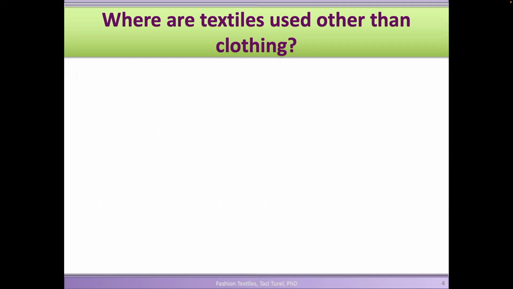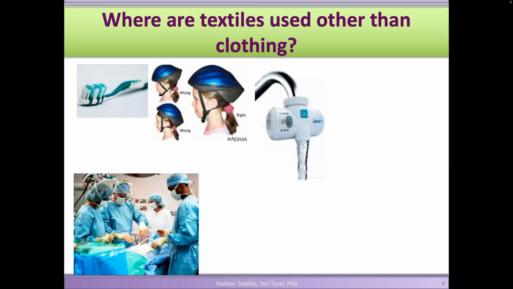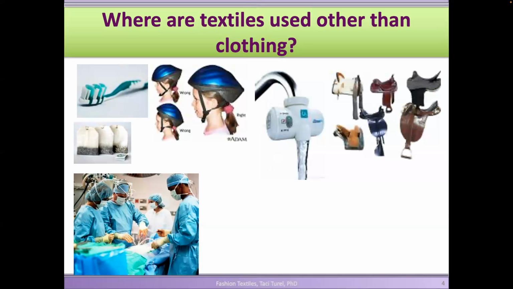So you may think that textiles are only used in our clothes as fabrics, but there are so many different uses of textiles. We use them in interiors, in upholstery, in window treatments, curtains, but we also use them in so many interesting areas that you would probably not know about, like toothbrushes, for example. Those are textile materials. In helmets, we use textile materials, water filters, or medical applications, the aprons, the masks, even the sutures that we stitch up people with. Tea bags are textile materials.